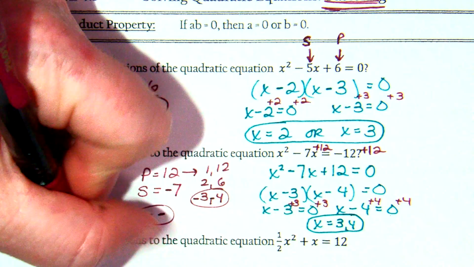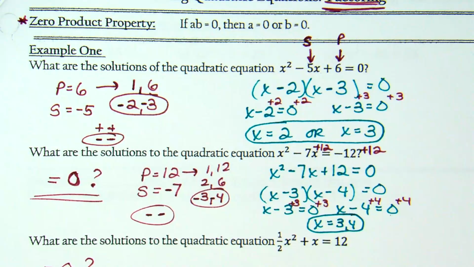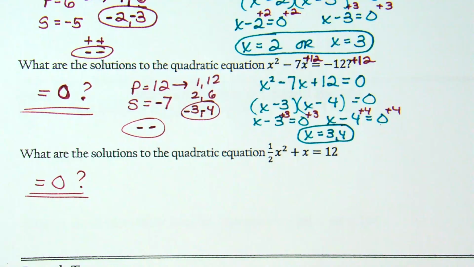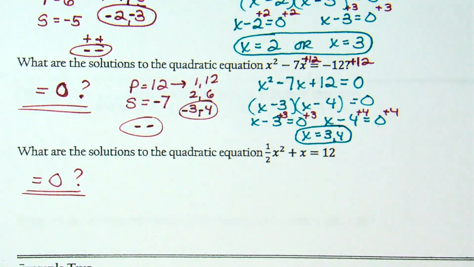Next one. First of all, does it equal 0? Does it equal 0? You can't see it. It's on your paper. Just saying. You're right. I get your point, though. Okay. Repeat. Does it equal 0? Yes.